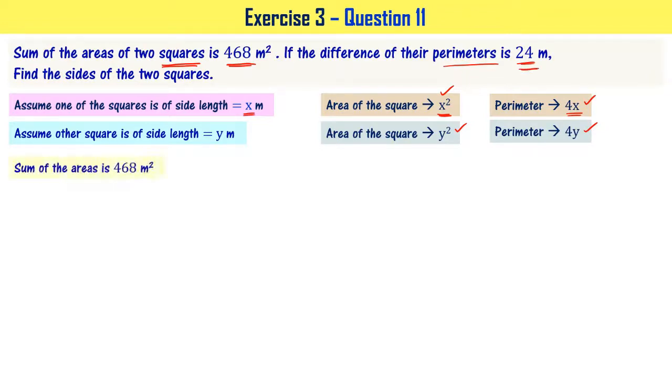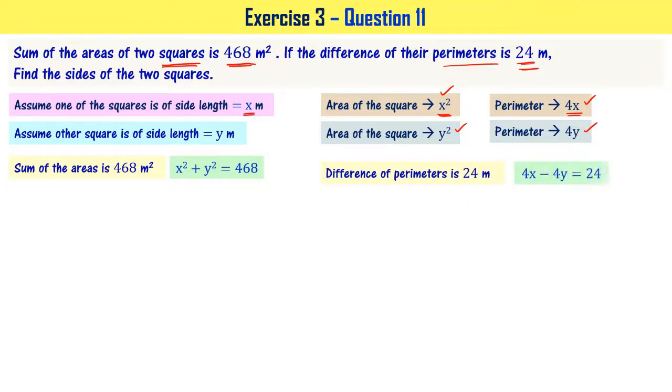Let's write those. Sum of the areas is 468 meters square. It means I can write x square plus y square equal to 468, right? The second one is the difference in the perimeters is 24 meters. It means 4x minus 4y equal to 24. I can write it as 4 times (x minus y) equal to 24, right? If I take 4 to the other side, x minus y is going to be 24 by 4, that is equal to 6.